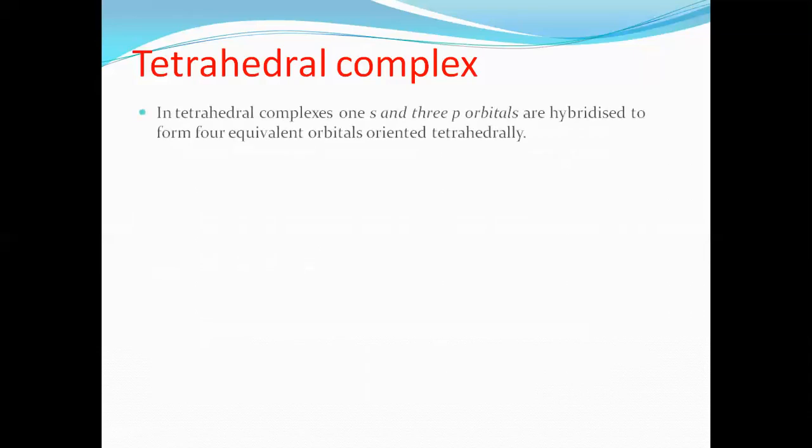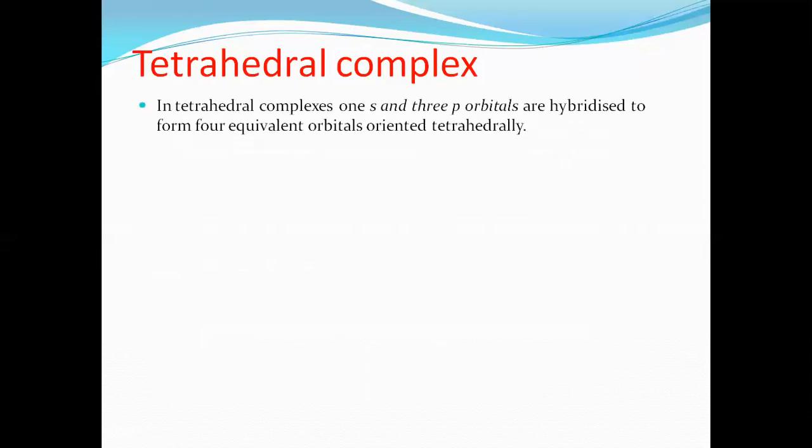Next, we can move on to the third complex, that is a tetrahedral complex. We know that to be tetrahedral, there must be sp3 hybridization. For sp3 hybridization, one s orbital and three p orbitals have to mix. This can be explained by taking the tetrachloronickelate(II) complex.